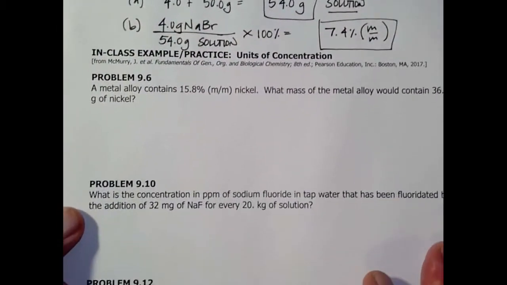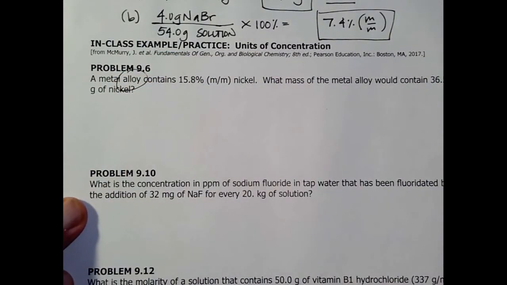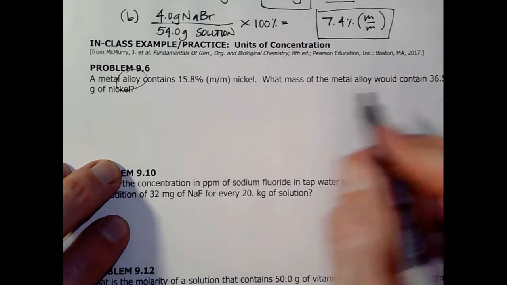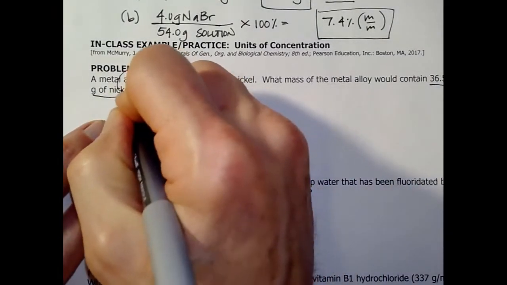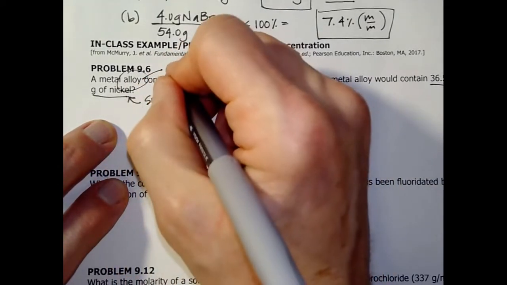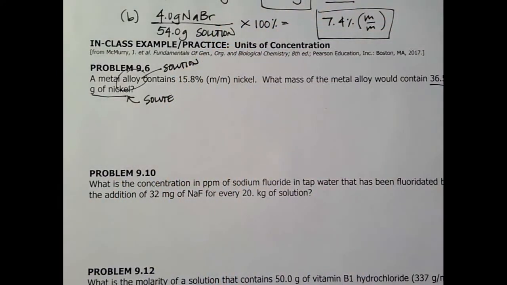This one here, 9.6. Now, an alloy is actually a solution, in case you're not familiar with that word. So it says, what mass would contain 36.5 grams of the nickel? Well, that's the solute. And the alloy is the solution. We don't tend to think of that, but that is a solution. It's a solid dissolved in another solid.